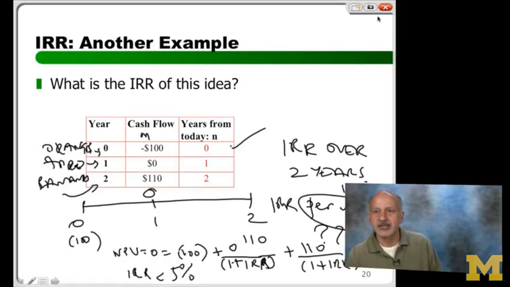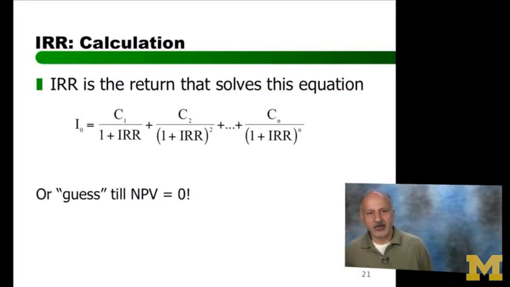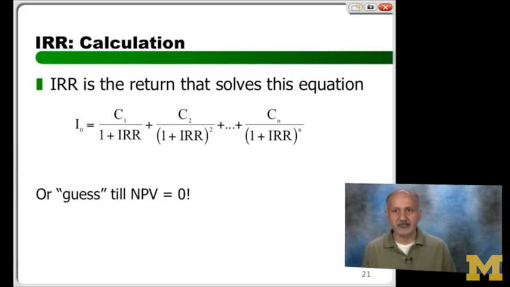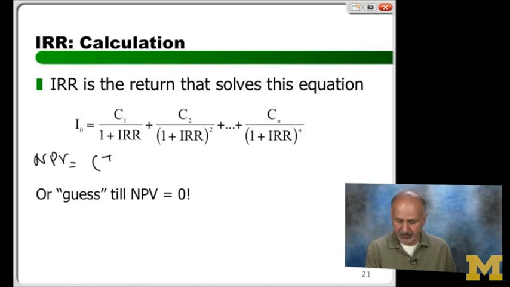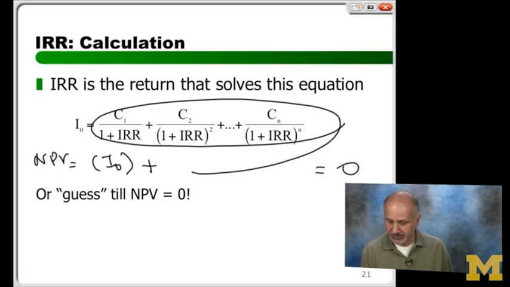So I want to do this in a calculator, but before I do that, let's just stare at the generic formula. IRR is the rate that solves the following equation, where I naught is equal to C1 plus C2. I would rewrite it, if I may, in a slightly different way, where NPV, which is equal to minus I naught plus all this junk, is equal to 0. So if I take I naught to the right hand side, it becomes the NPV formula, and then you force it to be equal to 0.